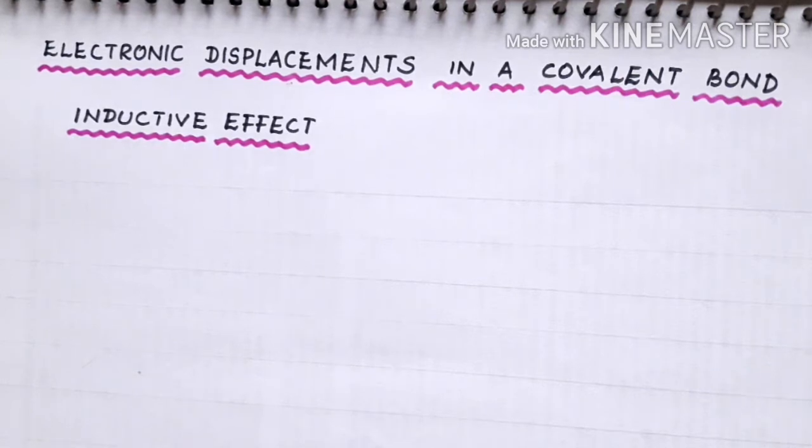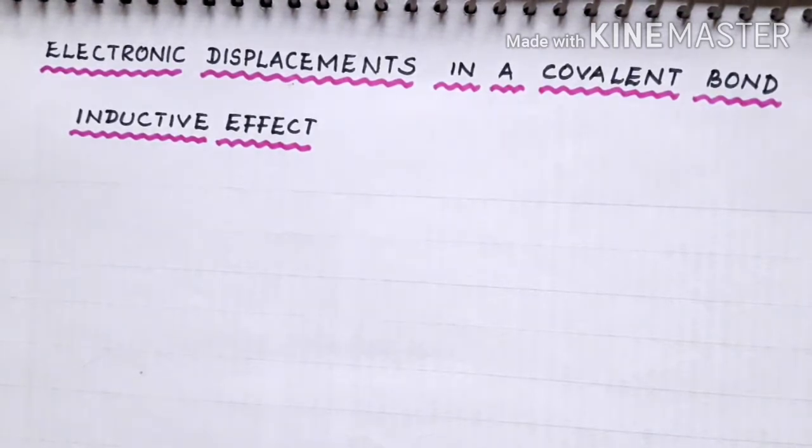First, we'll see what is meant by inductive effect. When an electronegative atom like a halogen or groups such as the NO2 group, COOH group, etc., is attached to the end of a carbon chain, the sigma electrons of the C-X bond are attracted by or displaced towards the more electronegative atom.